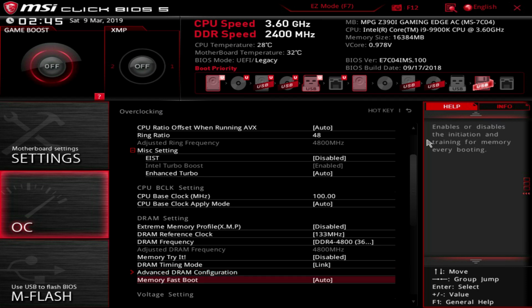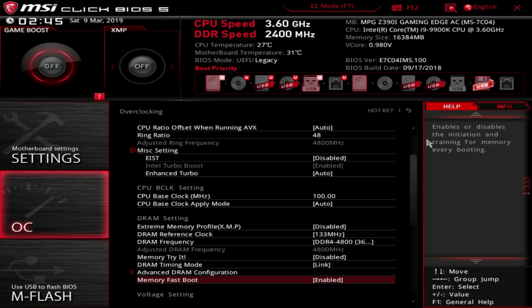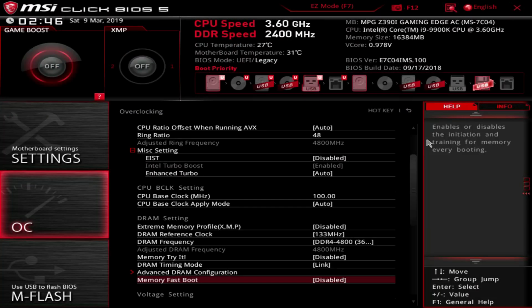So that's great. Next we get memory fast boot. If you have memory fast boot enabled, it'll essentially skip the memory training procedure, which is a good way to trick the motherboard into booting settings that shouldn't work. It's also bad for memory stability. So for daily usage, you should just leave that on auto, which is disabled.